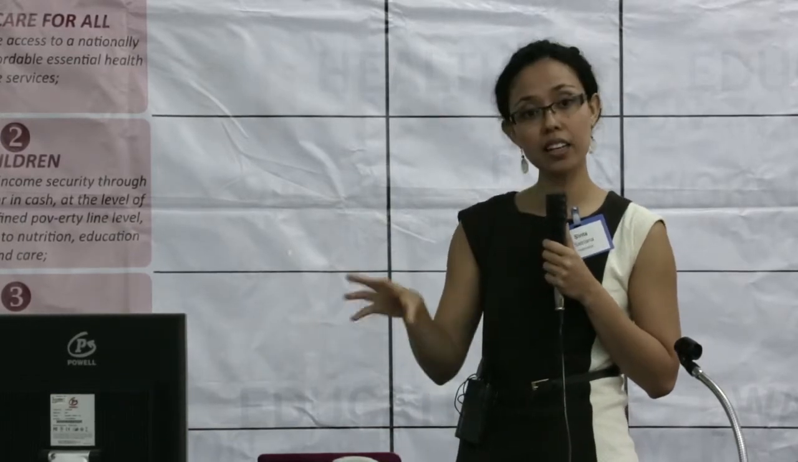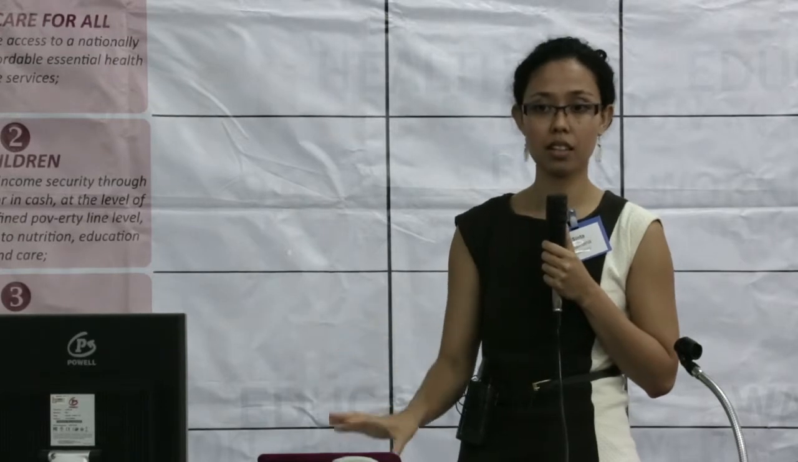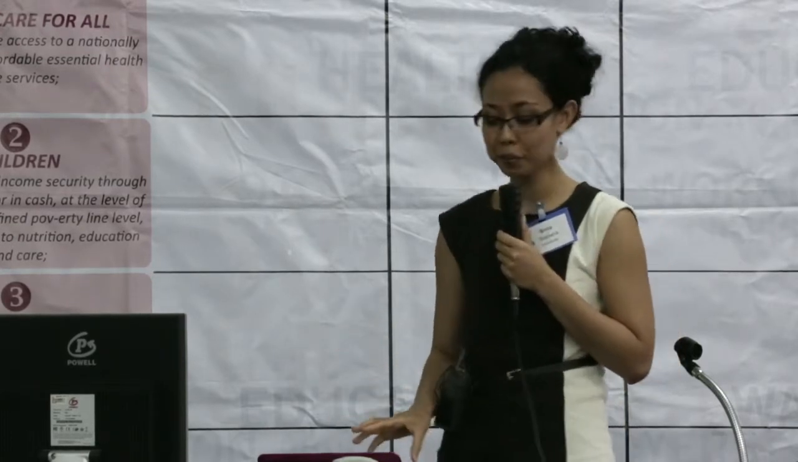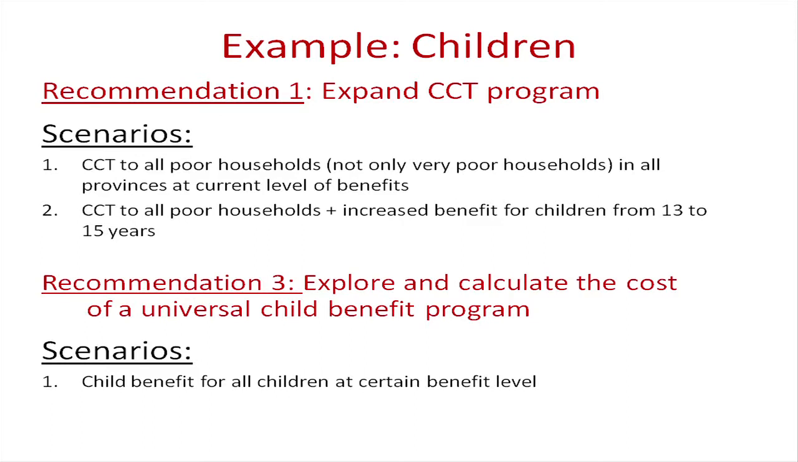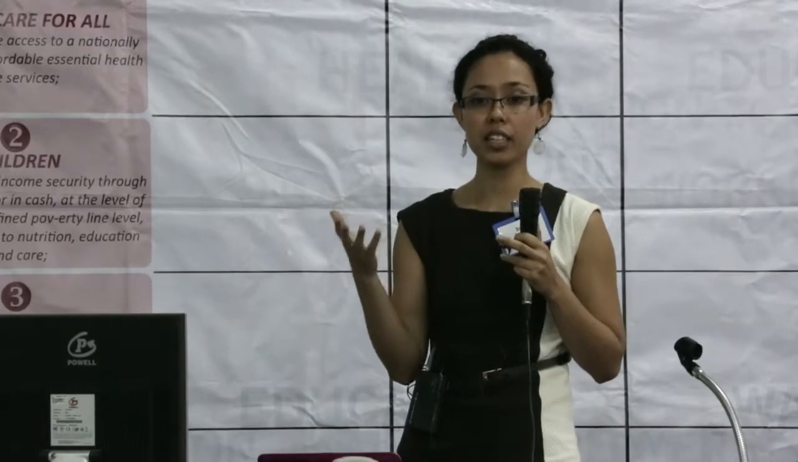And I give you the simpler example for now. For instance, for children, recommendation number 1, to expand CCT program. The scenarios that we apply consist of 2. The first one is the CCT to all poor households, not only very poor households, which is now the target group, in all provinces at current level of benefit. This you can already have an idea.